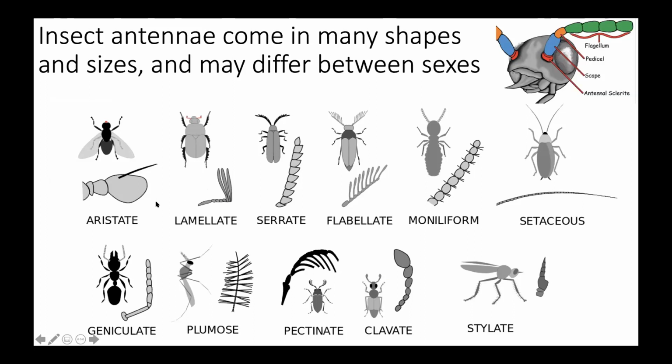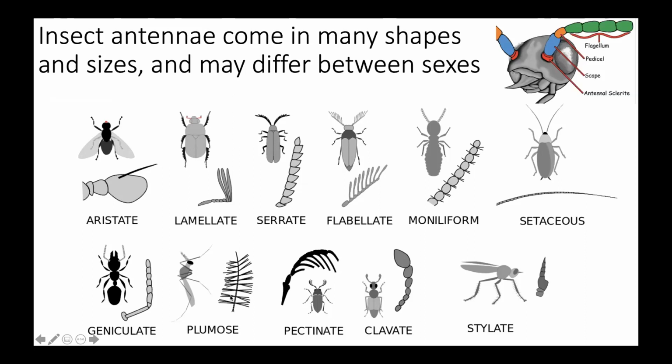Some of them, if you see this aristate or stylet, which is like a finger-like projection, this one is like a little club with a hair, then we know that is going to be a fly. And sometimes, we will get mixed up. Is this a wasp or is this a fly? And we can look at those eyes, we can look at these antennae, and we can narrow it down. So that's very helpful.